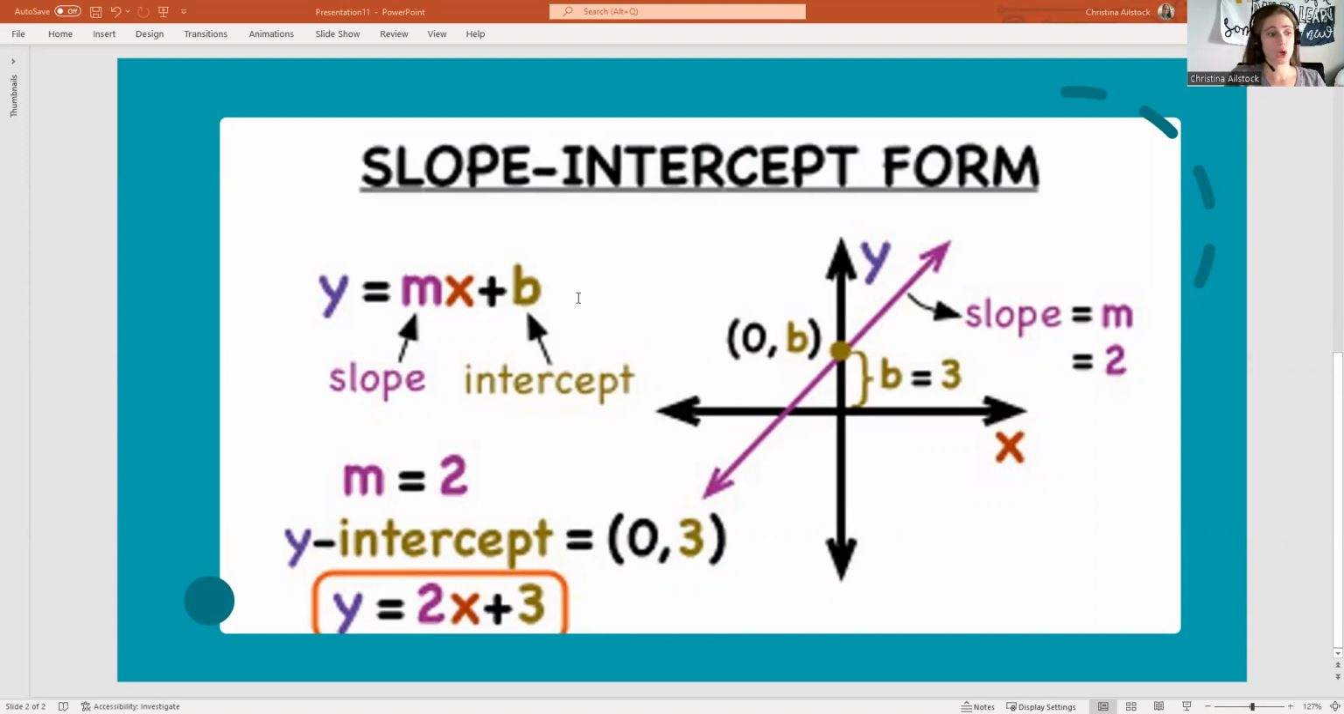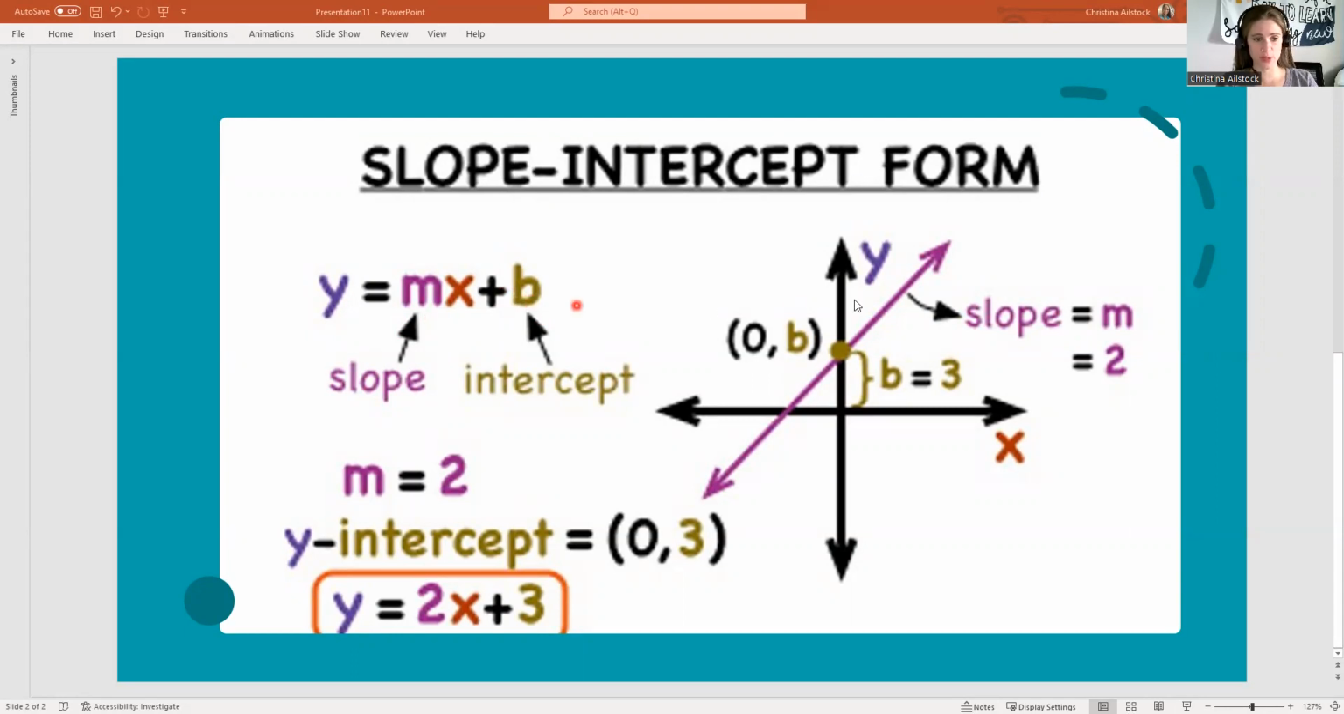So in order for us to interpret, to discover what the slope and y-intercept mean for a particular real world scenario, we need to do a quick refresher of what those are and where they are on the graph. When we're given an equation, we're focusing on slope-intercept form: y equals mx plus b, where m represents your slope and b represents your y-intercept.